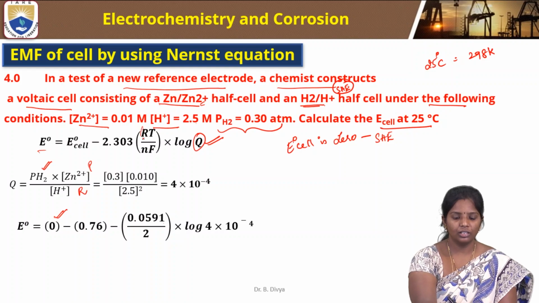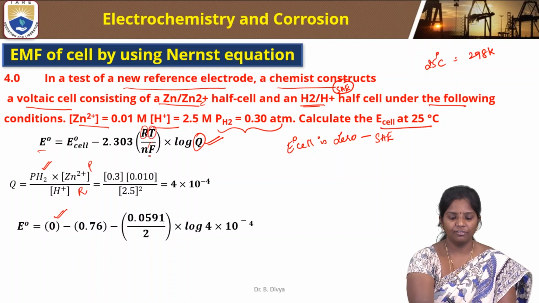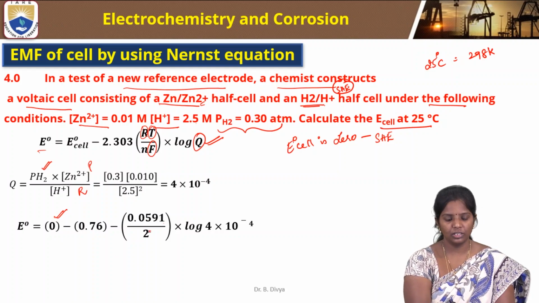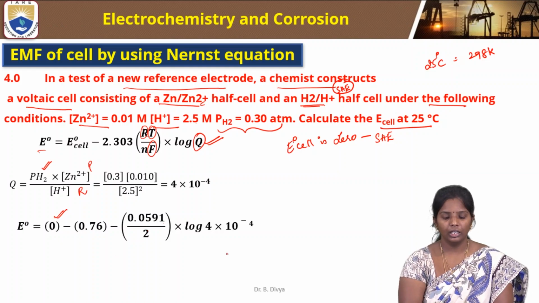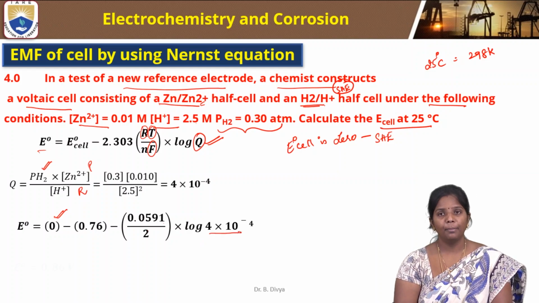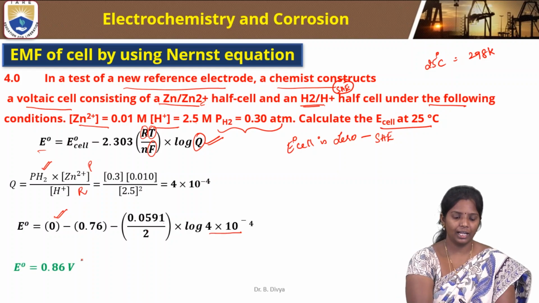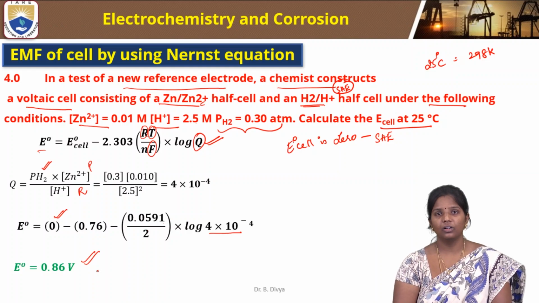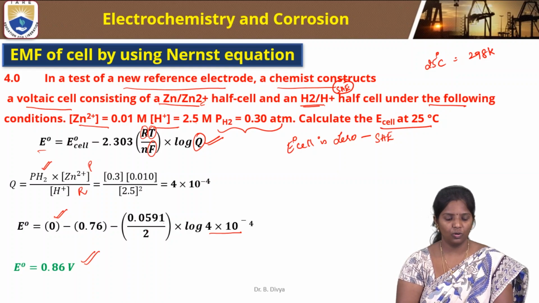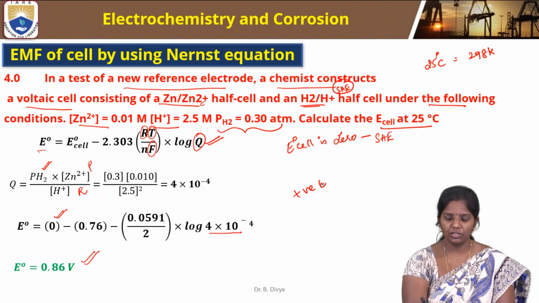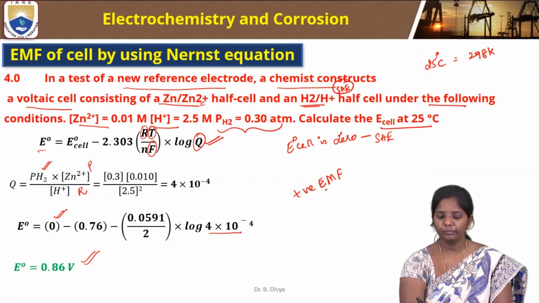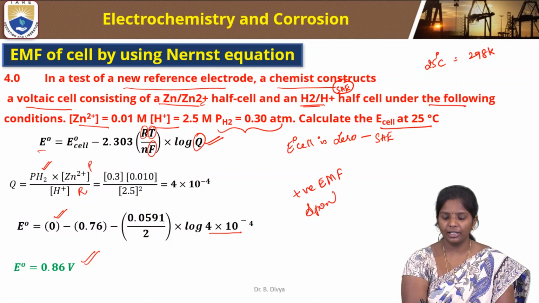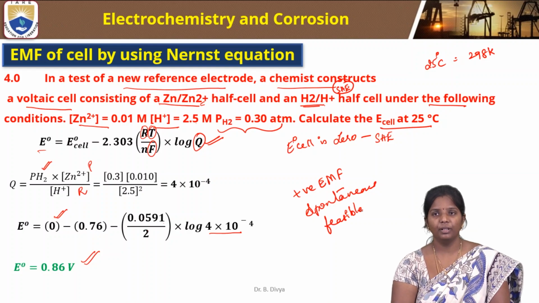After substituting the gas constant, temperature and Faraday's constant in coulombs, we get 0.0591 by 2, where 2 is the number of electrons involved, into log 4 into 10 power minus 4. After recalculation, we get a value of E is equal to 0.86 volt. So we got a positive EMF, which means a spontaneous reaction and feasibility. So it is a feasible reaction.